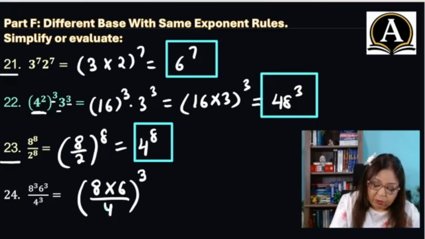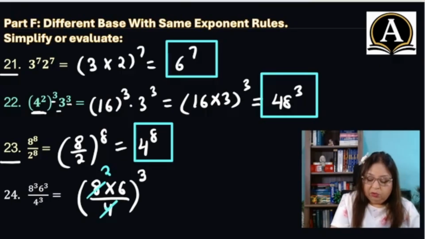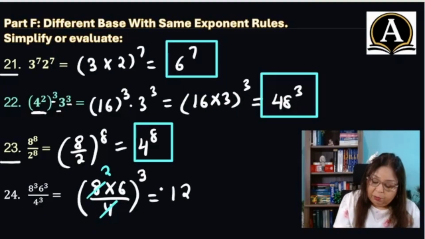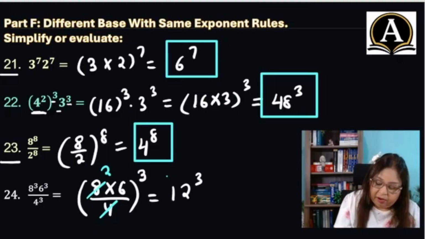What do we get? Well, 4 goes into 8 2 times. So we have 2 times 6 is 12. 12 to the power 3. This is our answer.